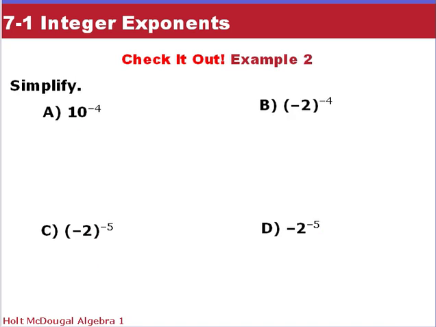Here's your check it out. When you're simplifying, draw in your fraction bar and then move your numbers around. So we know it's going to be 1 over 10 to the 4th, and so you can go from there, figure that one out.